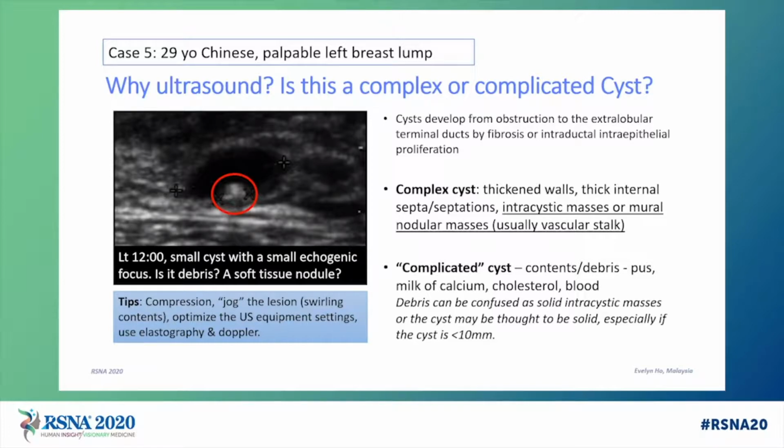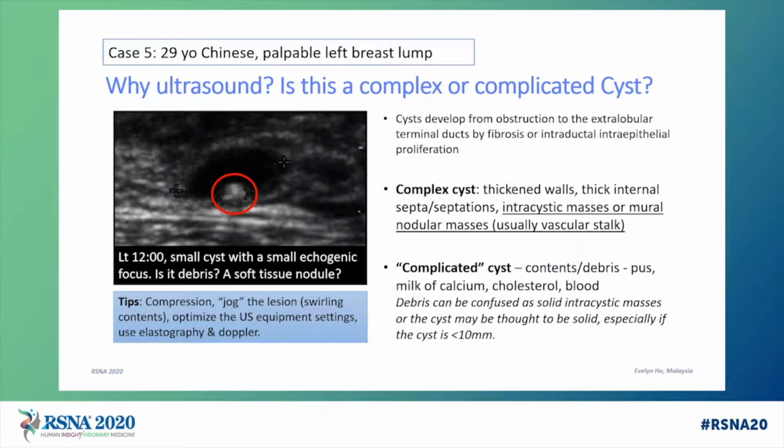Is this a complex or a complicated cyst? Is that just some free mobile debris, or is it a mural nodule? Differentiation between a complex or complicated cyst is important, as it would avoid unnecessary biopsy or close follow-up. A complex cyst may have a mural nodule or thick walls and septations, whilst a complicated cyst is basically a simple cyst but with contents which could be blood, pus, cholesterol, milk, or calcium. Small cysts, especially less than 10 millimeters, can be difficult to accurately characterize sometimes, so it helps if you know how to optimize the ultrasound settings and use elastography and Doppler, if you need to.